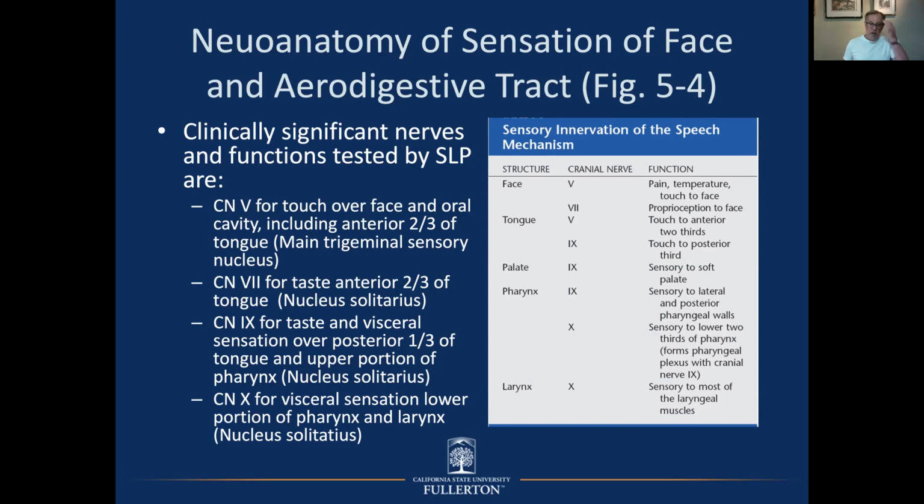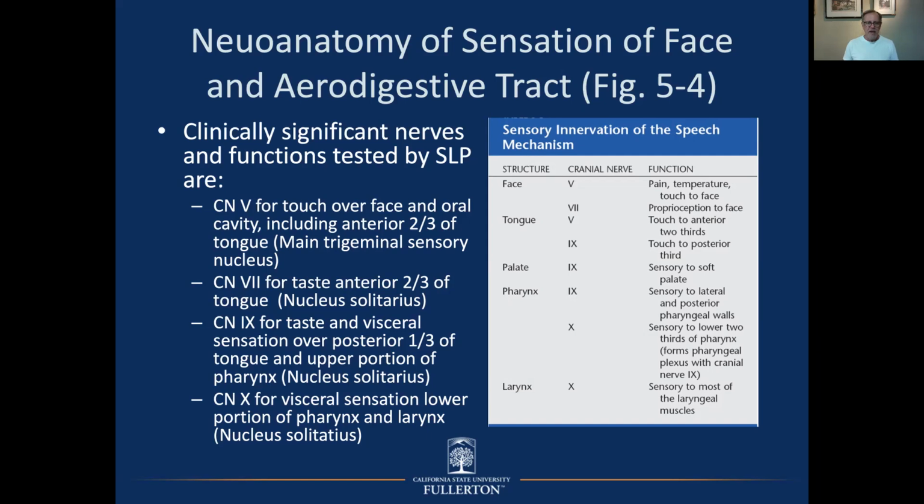And that includes taste. So taste is one component. You don't have taste everywhere, of course, but you do have taste over the entire surface of the tongue. And that's all subserved by nucleus solitarius. And then, so we take the posterior third of the tongue, and also the upper portion of the pharynx is subserved for taste and visceral sensation by the glossopharyngeal nerve number 9.